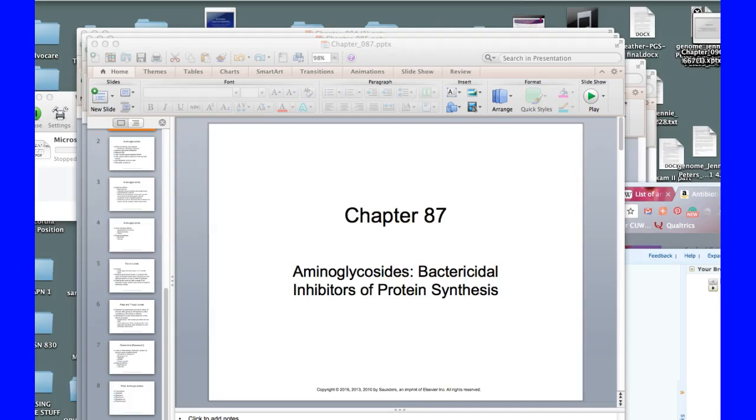This section is on aminoglycosides. What aminoglycosides are is just another class of antibiotics or antimicrobials. They're bactericidal, and what they do is kill by inhibiting the protein synthesis within the bacterial cell, so then it will die because it can't function without it.